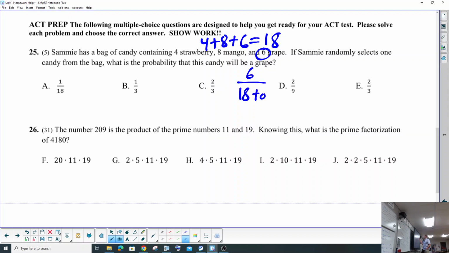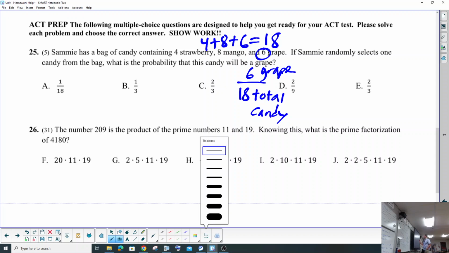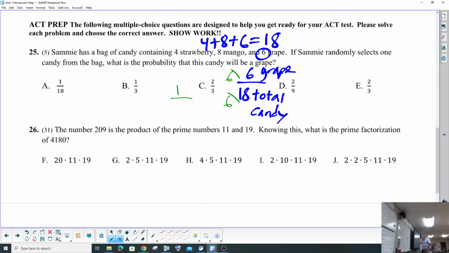So 18 total candies. I was going to say fruit, but it's candy. And then 6 grape. And then what does that reduce to? Can we reduce that? So divide by 6, divide by 6. And so when we do that, we get 1 over 18 divided by 6 is 3, so 1/3. Okay, you pause me. You try the next one on your own.